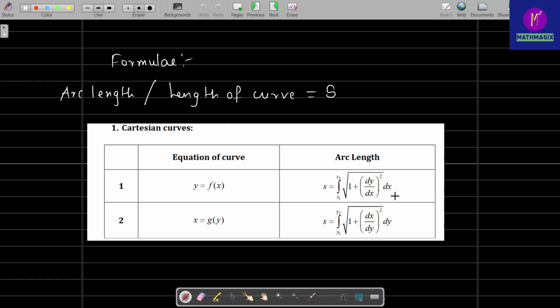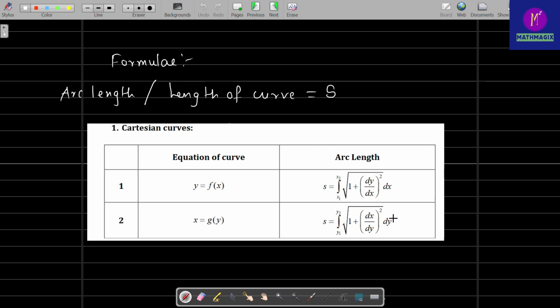Obviously, here in the first case, we have a function of x. So we are going to differentiate that function with respect to x. Hence, we will integrate the function also with respect to x. And of course, then we will write down the limits of x from x1 to x2. Similarly, whenever we have a curve as a function of y, then we will take a derivative of that function with respect to y. Obviously, we will integrate that function with respect to y, and of course, we will write down the limits of y from y1 to y2.